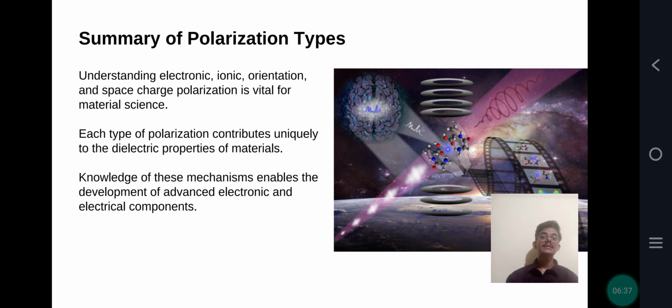Summary. Understanding electronic, ionic, orientation and space charge polarization is vital for material science. Each type of polarization contributes uniquely to the dielectric properties of materials. Knowledge of these mechanisms enables the development of advanced electronic and electrical components. There is a detailed explanation of each type of polarization.